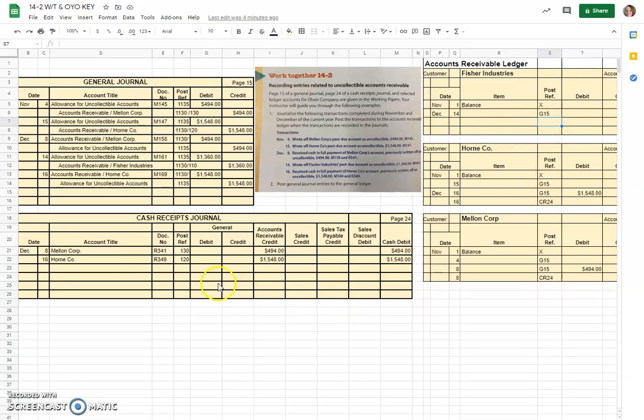And finally, the cash receipts journal. These were already posted. You can see we posted them to the accounts receivable ledger. We cannot post the accounts receivable credit and cash debit entries. I don't think we're ready to total and rule this journal yet, so that's not really a part of this assignment. So at this point, we are finished with Work Together 14-2, and hopefully you can handle the application problems on your own.